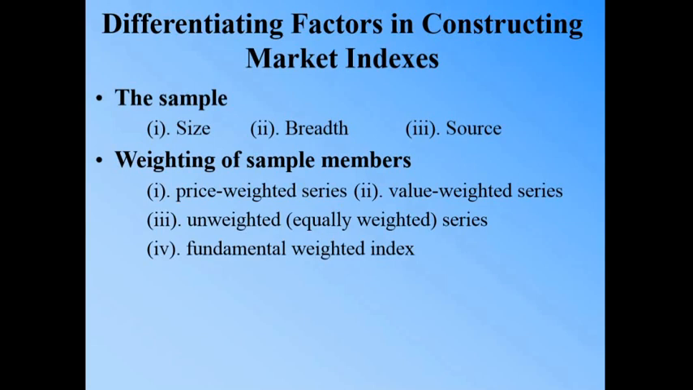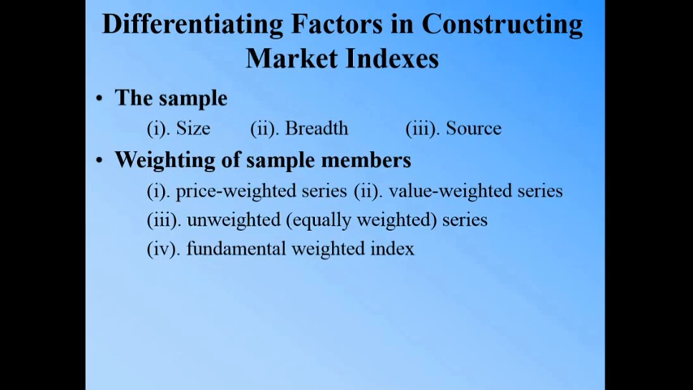So these are the differences: the weighting can be based on the price, a price weighted index series. There can be value weighted. Value weighted means that when we multiply the number of shares of a company with its current price, the total value we get, we call it the market capitalization of the company. So whether the companies are valued based on that, that is what we call a value weighted series.